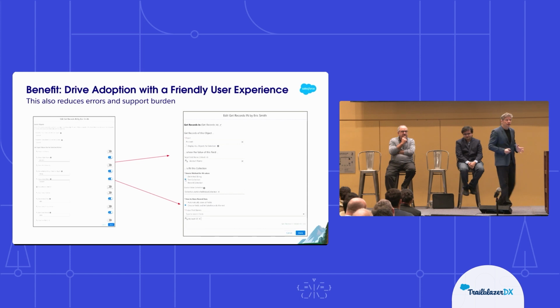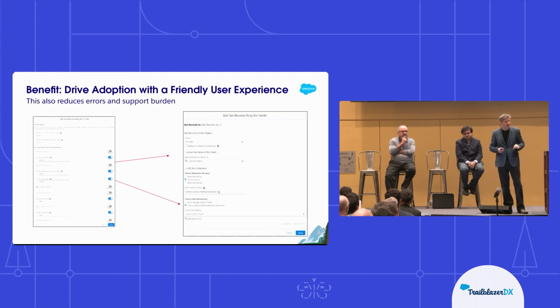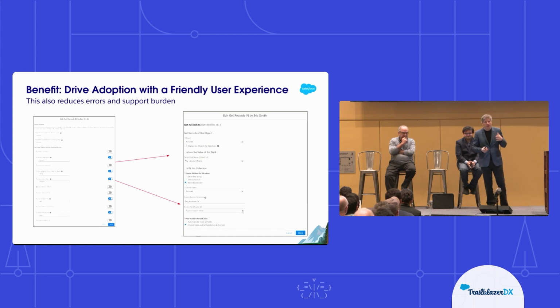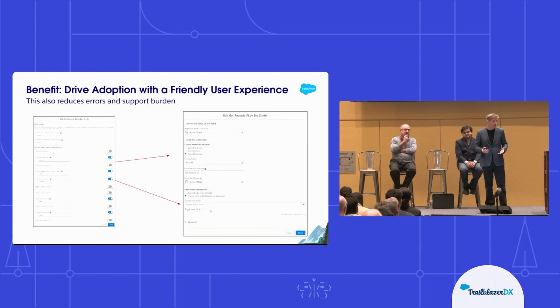Another advantage is that with invocable actions, you can take your Apex class and give it a custom user interface. And this is really cool because no matter what you do at the code level, if you want your non-coders to be able to use your code, you kind of have to solve a UI problem.